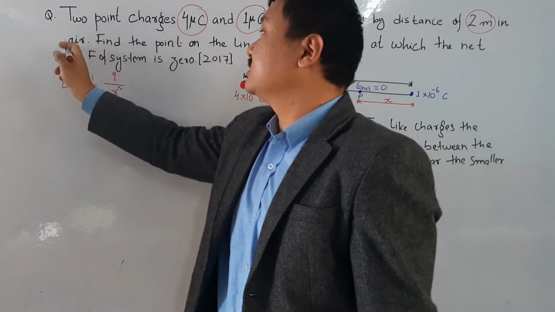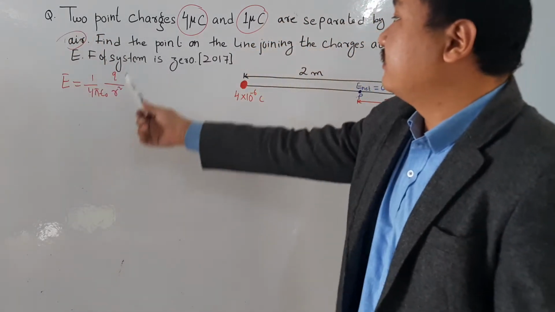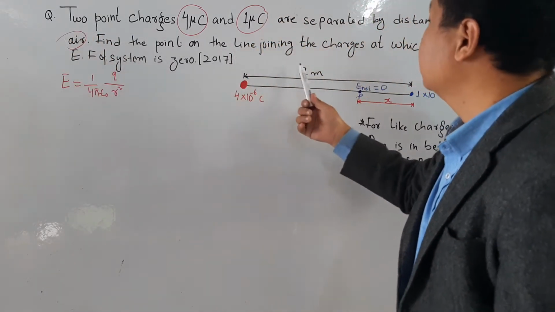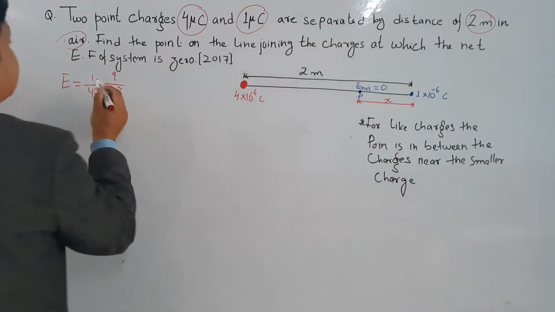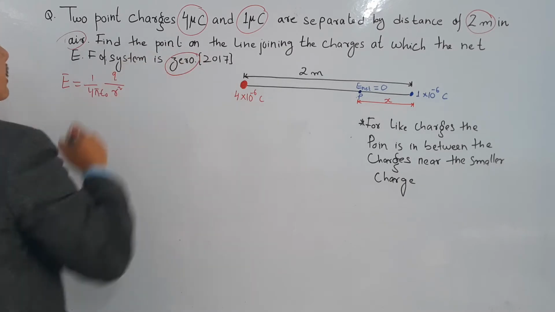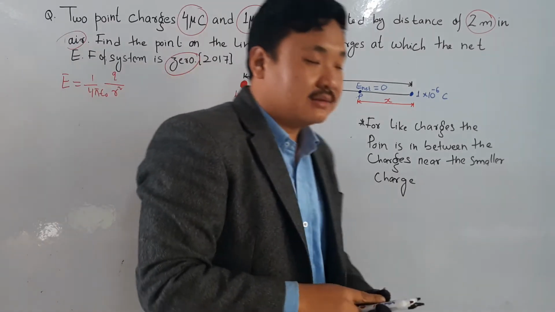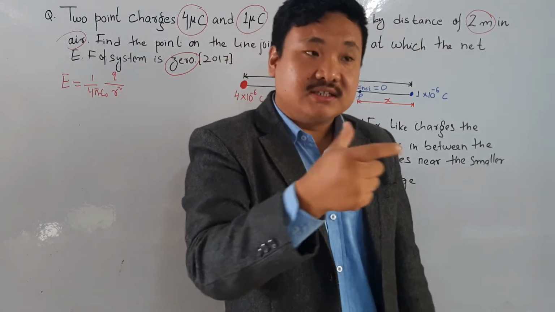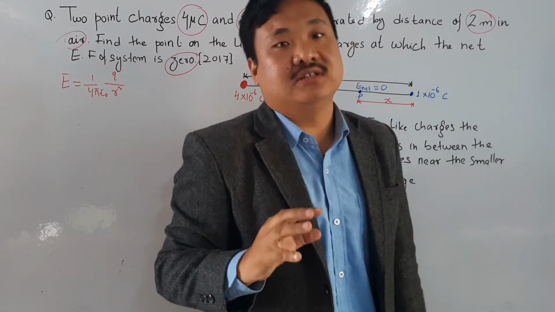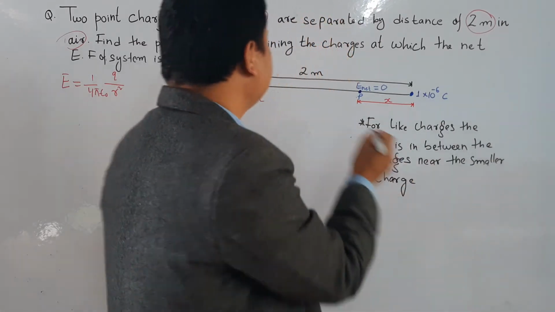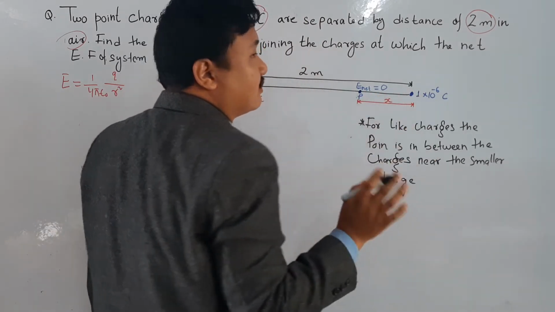Okay, so this is simply the air. Then find the point on the line joining the charges at which the net electric field of the system is 0. So हमें क्या करना है? We have to find the point on the line joining these charges where electric field is 0. So the line joining is this line. Okay, I have drawn this.